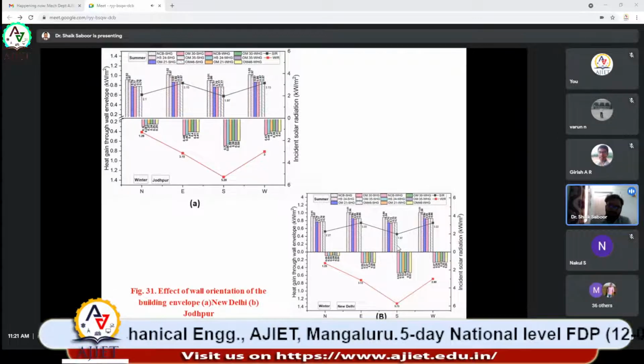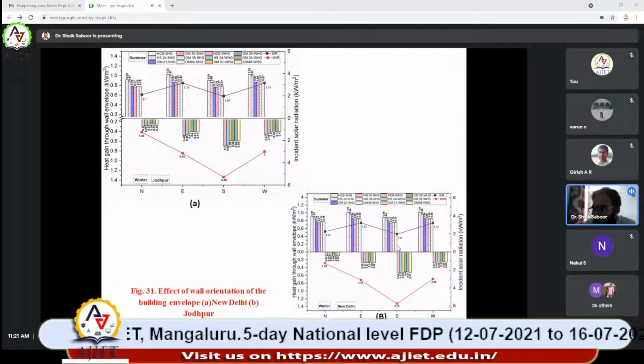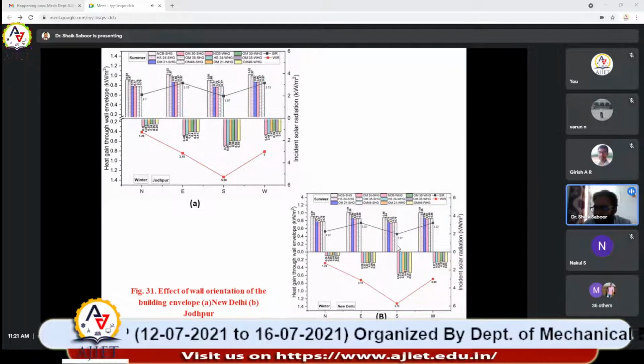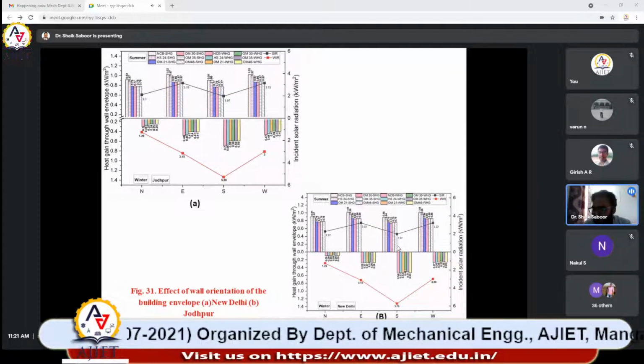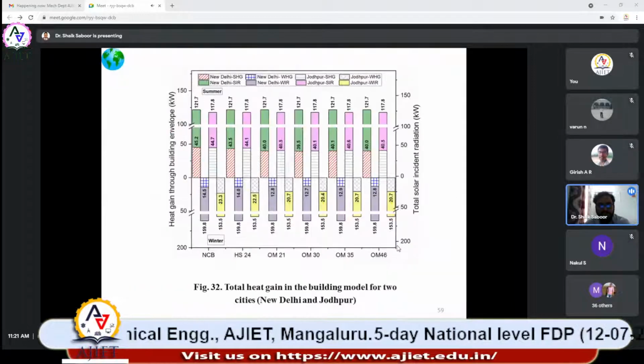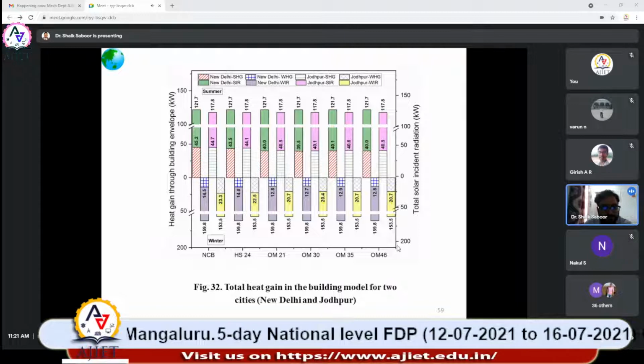No doubt, without any doubt, you have to avoid placing the windows in east and west direction. You must prefer placing the windows in north and south direction, okay. So that will be the best solution in order to get the best result out of it.